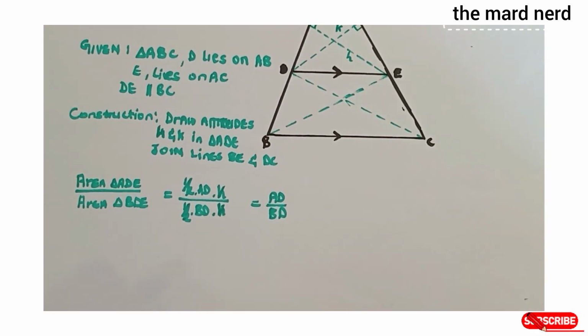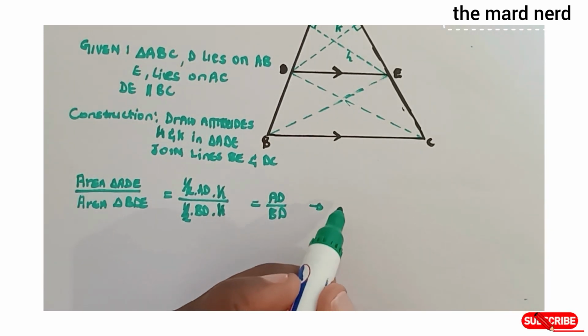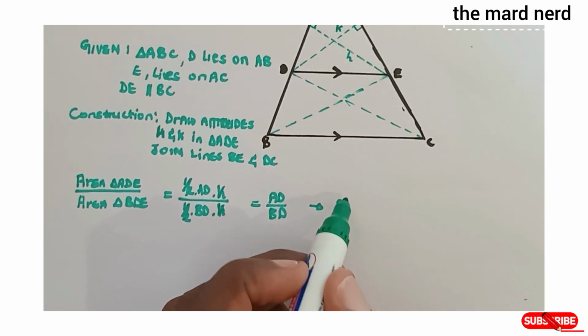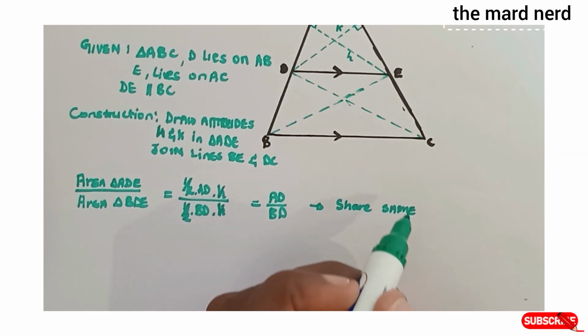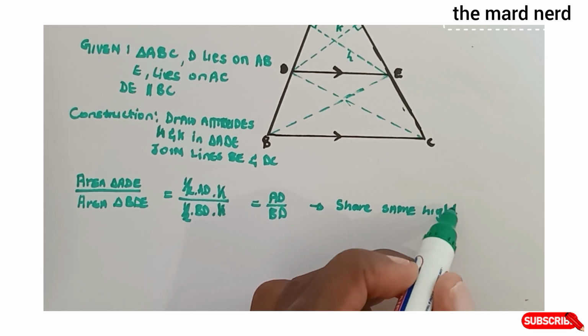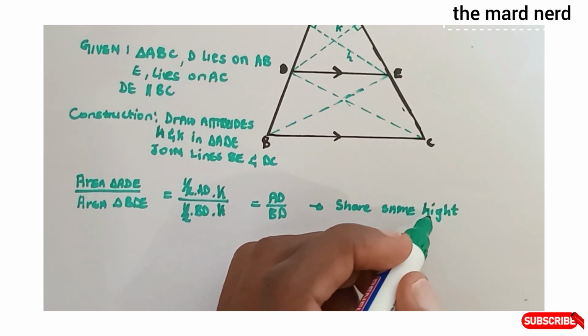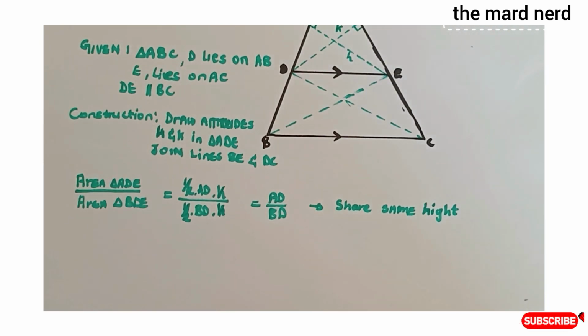And then we say our reasoning here now says they share the same height, or altitude. It's up to you if you want to say it like that. It's correct anyway. So for the area of triangle ADE over area of triangle BDE, we've got half AD times the altitude that is h, over half BD with an altitude that is h, and then we are left with AD over BD.